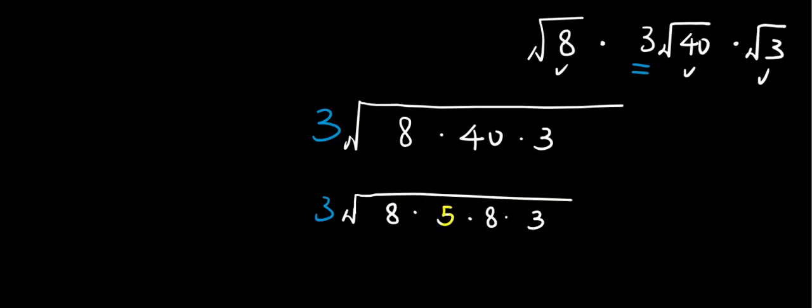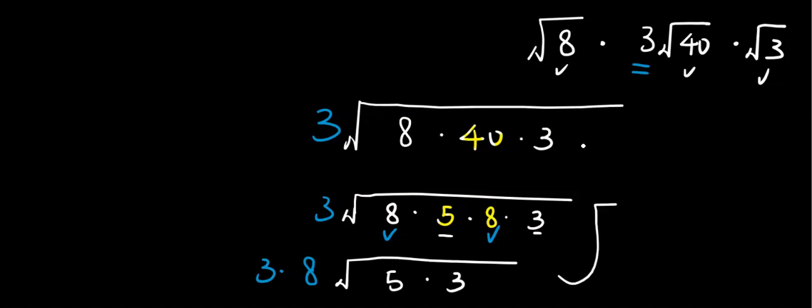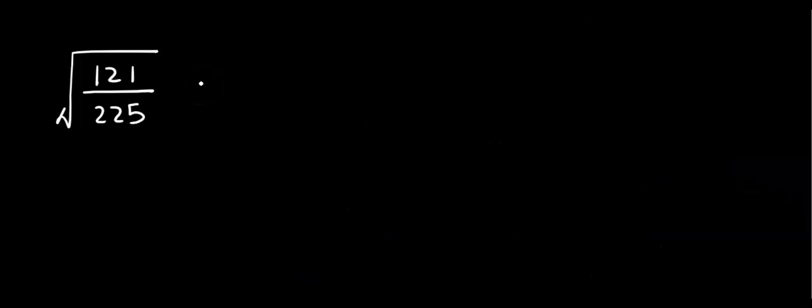What I did is that I rewrote 40 as 5 times 8. Why do I do that? Because I have 2 sets of 8, which means 8 can come out. Put 8 outside, and you'll still have a 3, and what is remaining under the radical is 5 and 3. So 5 times 3, that gives us 15, and 3 times 8 outside the radical is 24. So now you have 24 times the square root of 15. That is the answer.